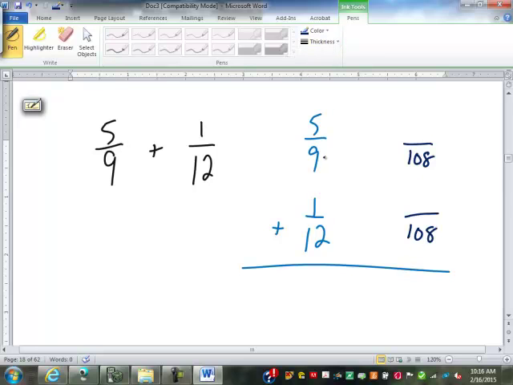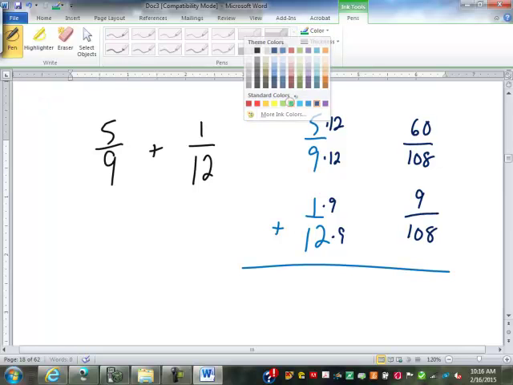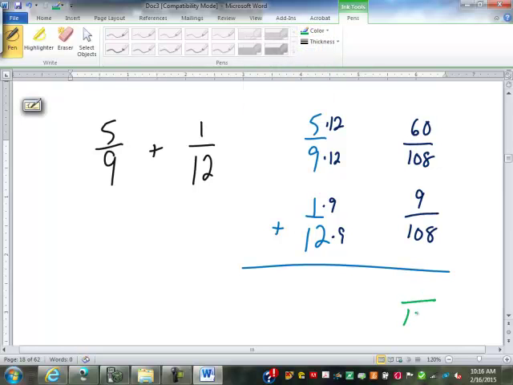So what that means is the 9 had to be multiplied by 12. So we're going to do 5 times 12 is 60. The 12 was multiplied by 9, so we do 1 times 9 is 9. And now we can add. Well, the 108, we keep the same name. 60 plus 9 is 69. Here's why it was easier to find the least common denominator instead of using the 108.